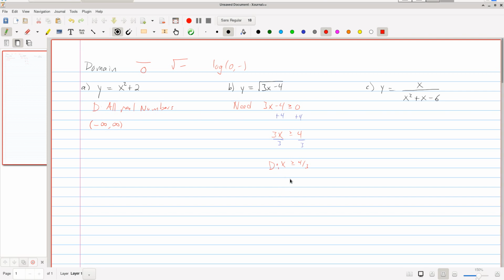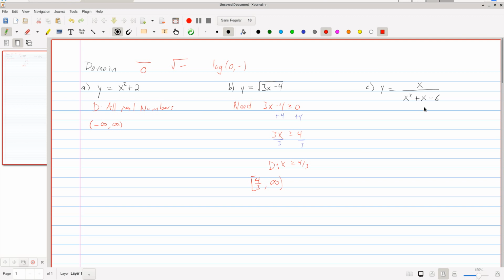If you wanted to write this in interval notation, we would say our smallest value for x is 4/3, and we use square brackets because this was greater than or equal to. And this includes all numbers greater than 4/3 also, so from 4/3 to infinity. And in open parentheses, because infinity is not a number, it's never included in the domain.